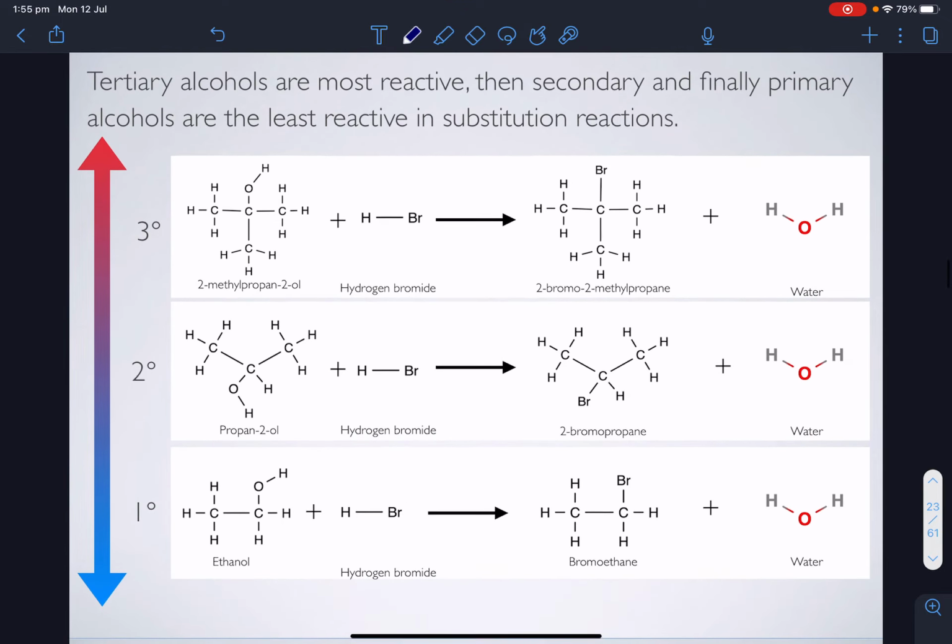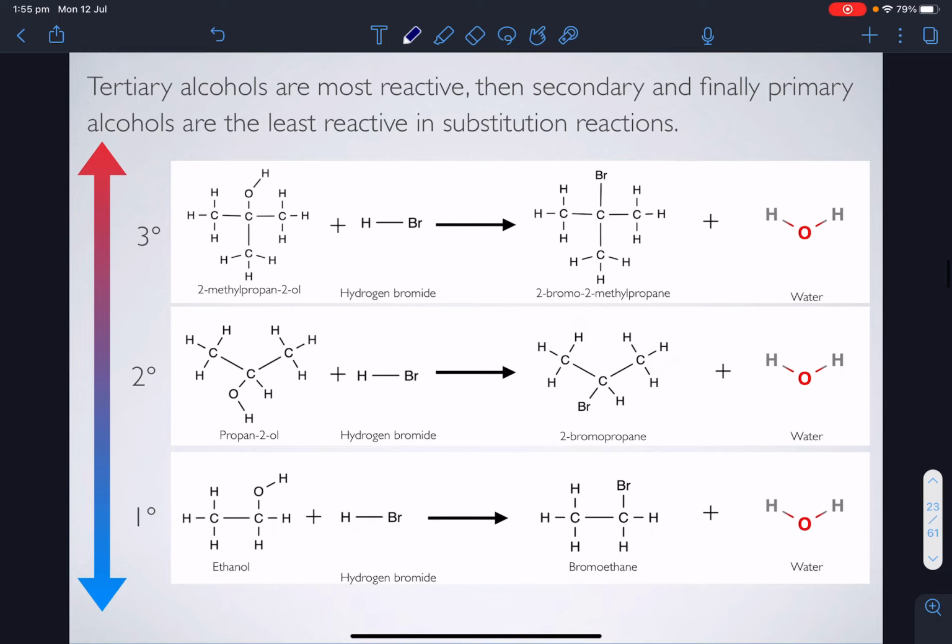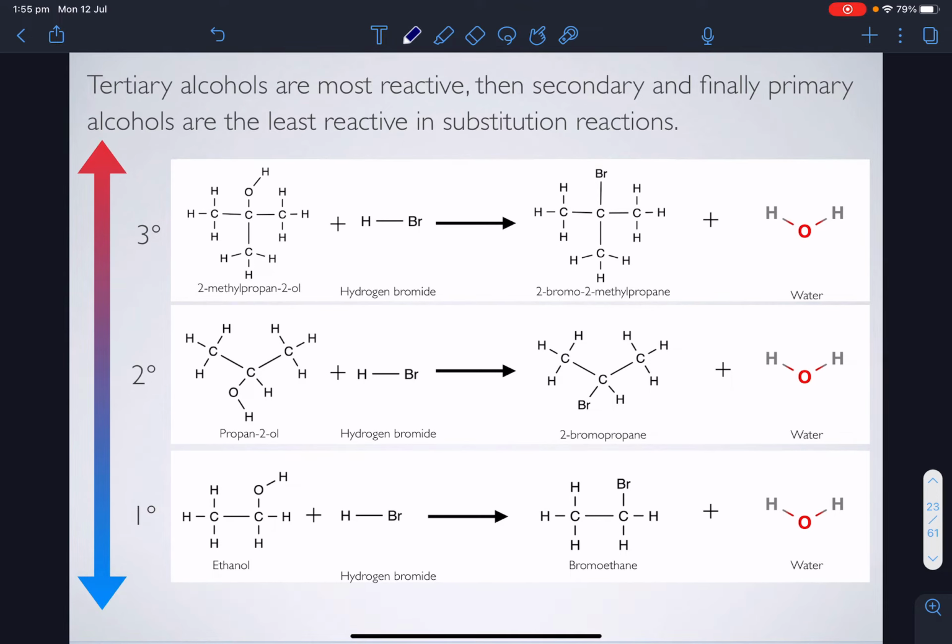All right, so reactivity. The reactivity between different alcohols, okay? Tertiary alcohols, remember our classification, primary, secondary, tertiary. Here it's tertiary because that carbon is connected to 1, 2, 3 other carbons. Secondary, 1, 2. Primary, 1. So reactivity with substitution is that tertiary is the most reactive, and primary is the least reactive. Secondary is in the middle.